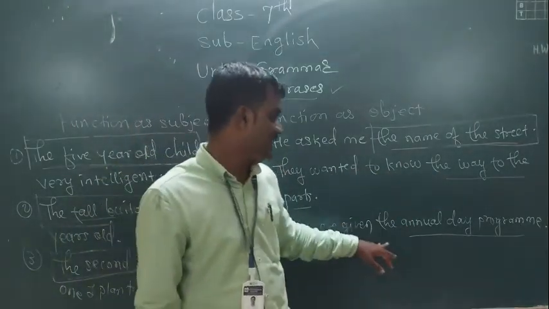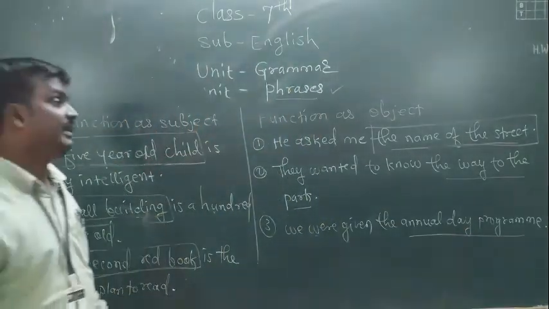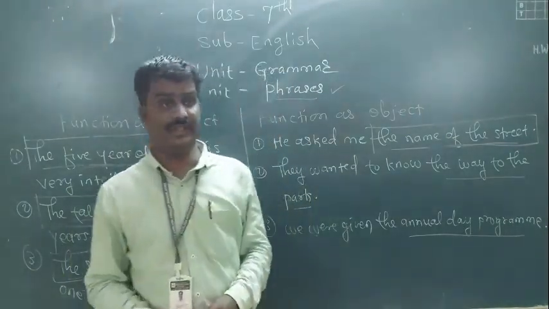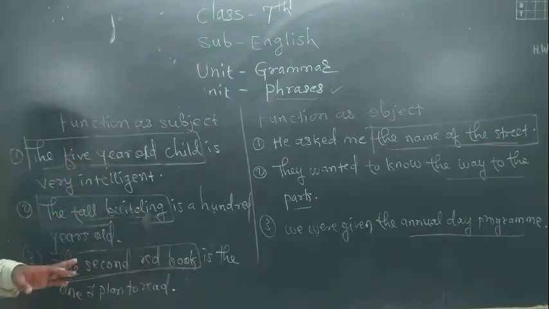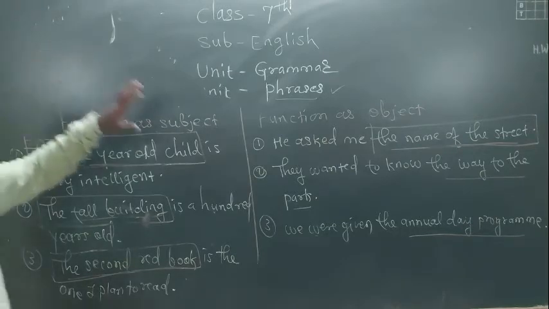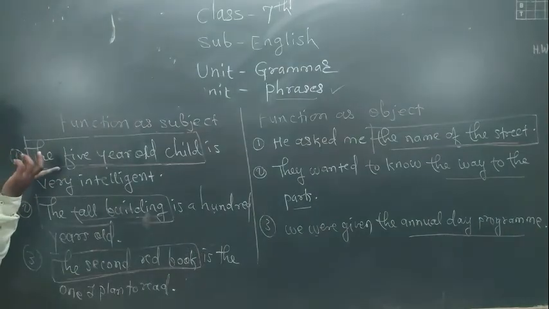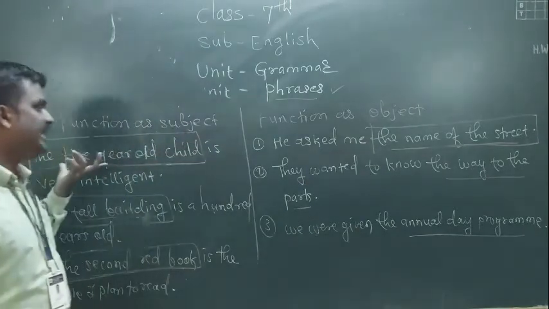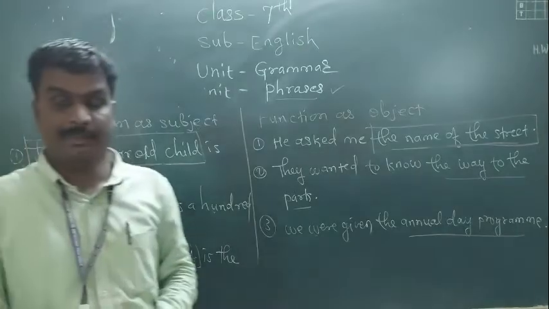We were given the annual day program. The annual day program is a noun phrase. Okay? Understood the difference between subject and object here. A noun phrase can function as a subject and a noun phrase can function as an object too. When it functions as a subject, the subject is a noun. Understood this? These are based on their function.